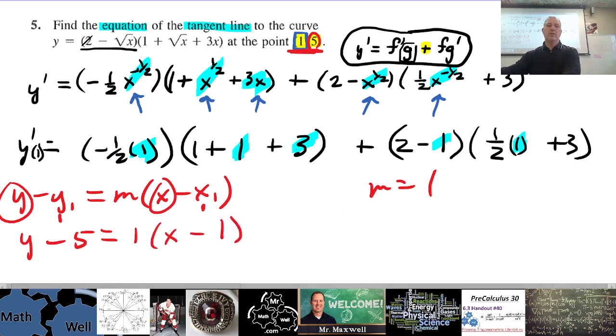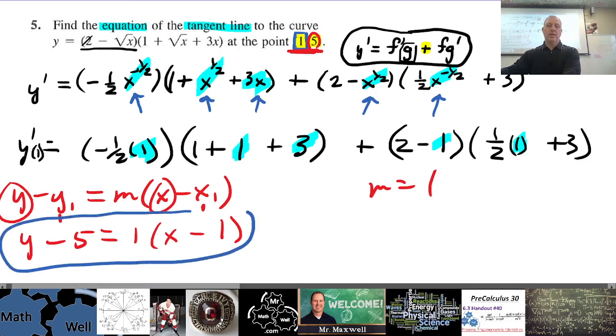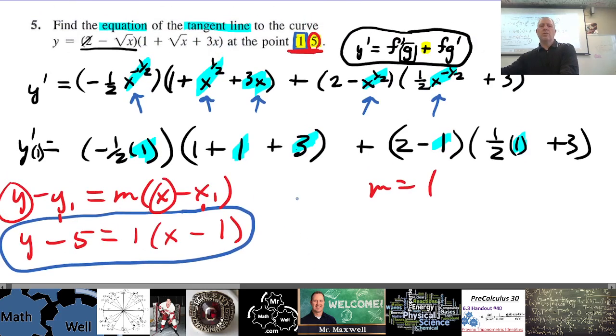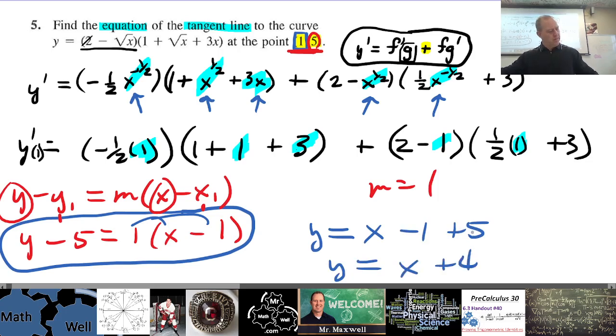Okay, now this would actually suffice for an answer right here. That's not the best because it's tougher to graph, but that would be technically okay. That's in point slope form. But we usually go to y equals mx plus b, so I would encourage you to do that. I'm going to multiply this through. That's going to be x minus 1, and we're going to add 5 to both sides. So this is going to be x minus 1 plus 5, or y equals x plus 4.